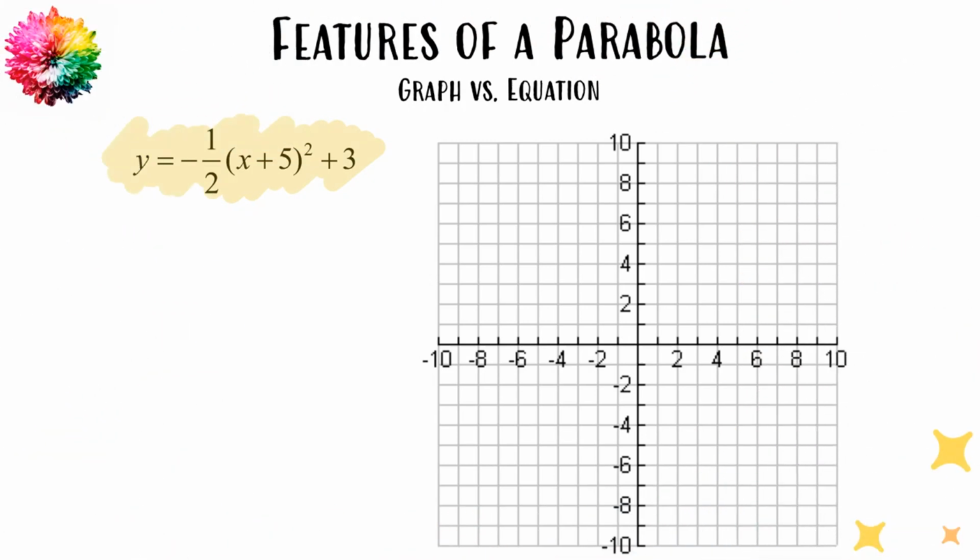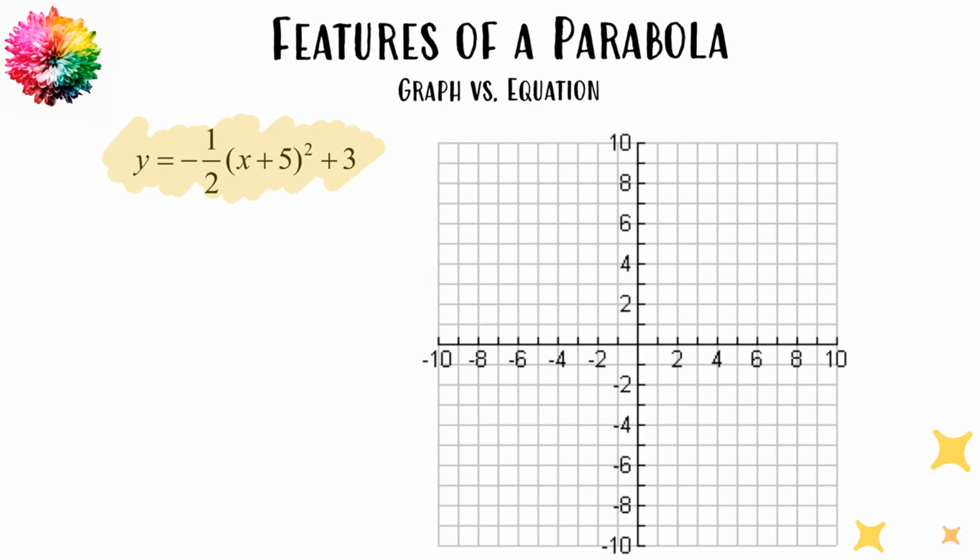Hi everyone! Today we are going to be continuing our lesson on how to graph a parabola. Let's begin by reviewing how to graph by looking at this equation that has all four different types of transformations that we have already learned. So y is equal to negative a half bracket x plus 5 squared plus 3.